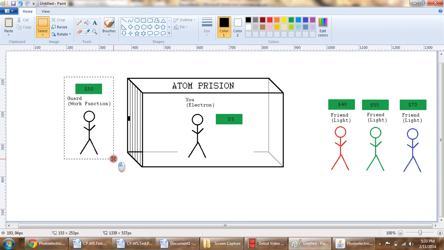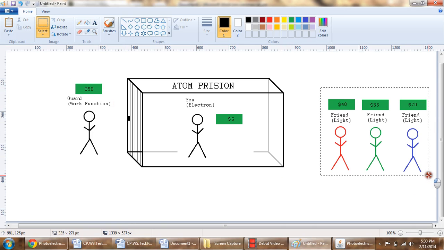The work function is the amount of energy required for the electron to break free. In our analogy, that's the guard. He wants $50. Now, your friends over here are particles of light. Only one friend is allowed to approach the guard at a time.